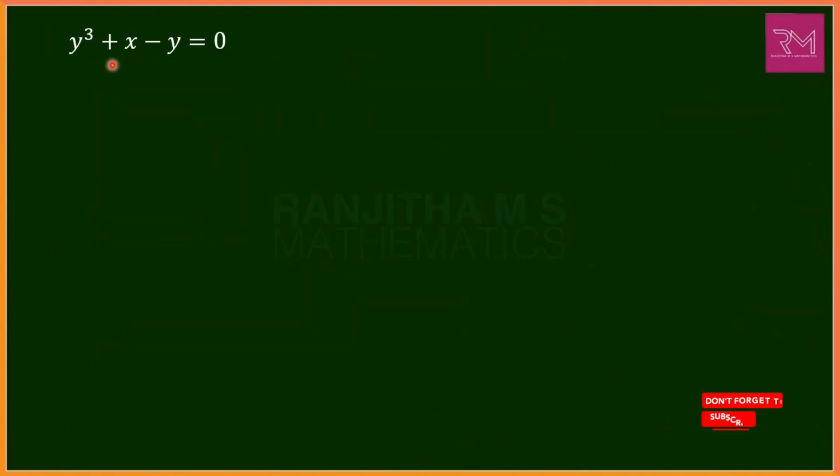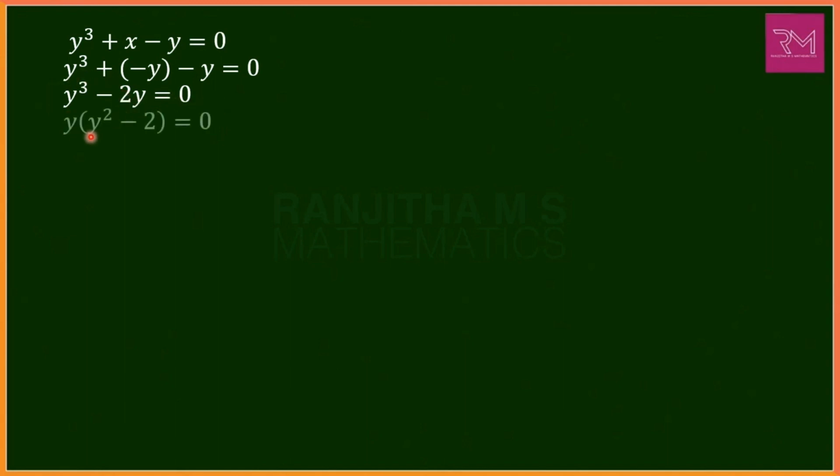Here we have considered equation number 4, that is y cube plus x minus y is equal to 0. Here put x is equal to minus y. In the place of x, we have to substitute minus y, we get y cube plus of x is minus y is equal to 0. Here plus into minus y, here also minus y. Hence we get y cube minus 2y is equal to 0.